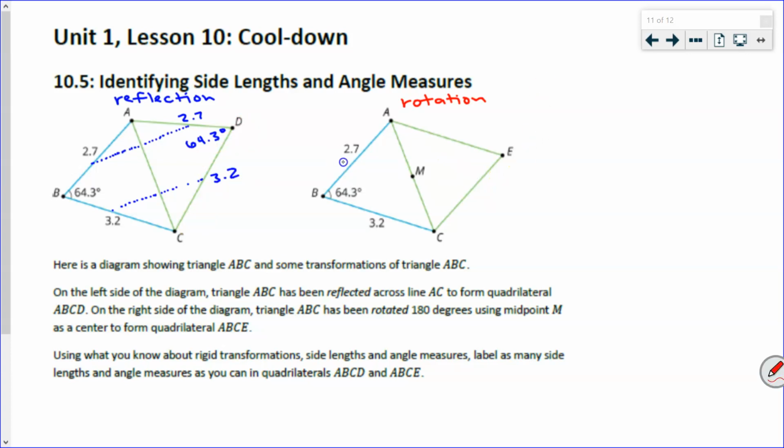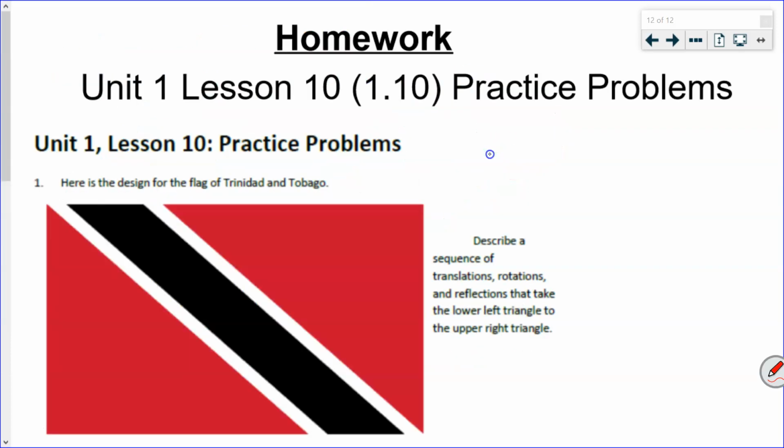And now rotation. Twist it in your mind now, just like a rotation is a twist. If this is 2.7 and now we're rotating around M, where is this 2.7 going to be? What is the name of it? Callista. It is CE. This is the 2.7 because we are going around. That's a rotation. And this one is 3.2. So where is it in the new figure? On the top. Yep, 3.2. And of course the angle 64.3, and this one is going to be 64.3 because this angle was also rotated into that position. That is it for lesson 10.